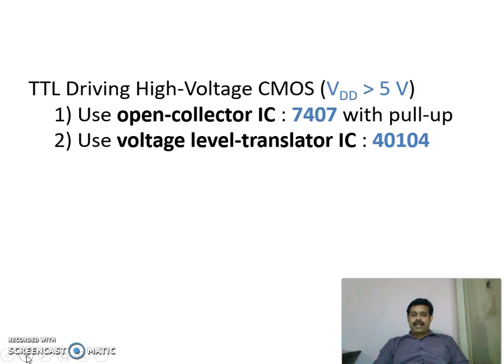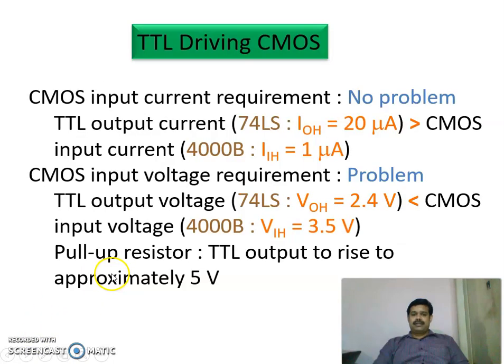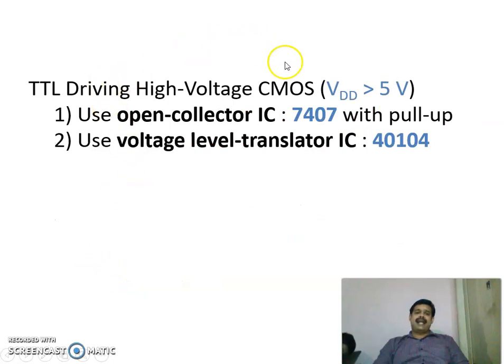Another one. Next is TTL driving high voltage CMOS. High voltage CMOS is nothing but CMOS whose VDD is greater than 5 volt. Usually we use 15 volt. So high voltage CMOS is the CMOS which uses its VDD voltage as 15 volt. In such cases we can use an open collector TTL with a pull-up, or you have to use a voltage level translator IC.